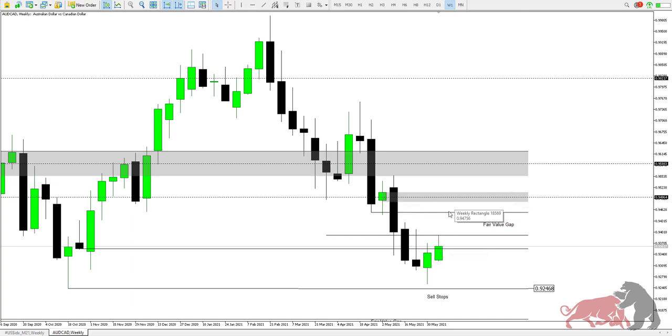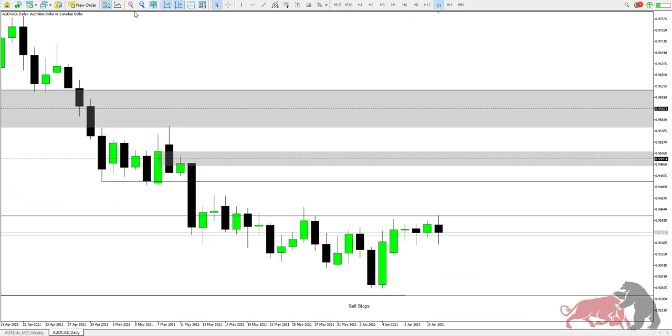If the fair value gap does not hold, price will likely look to trade into this fair value gap and trade lower, right? Targeting the sell stops below 92468. We also have this monthly fair value gap here, but now this is a bit far further ahead. We will need price to have a strong bullish momentum for us to consider this as a shorting position.